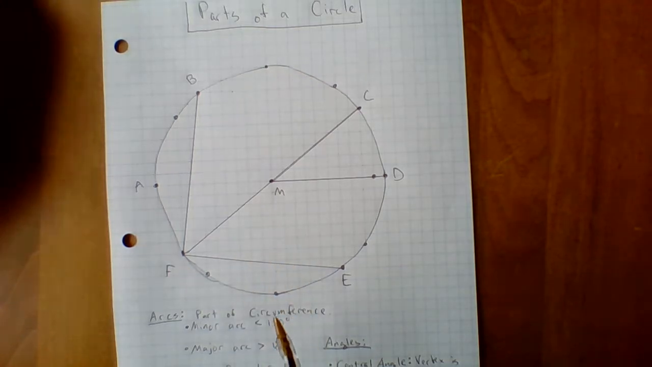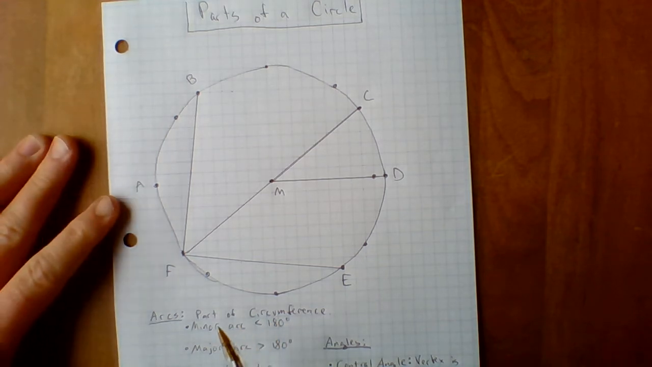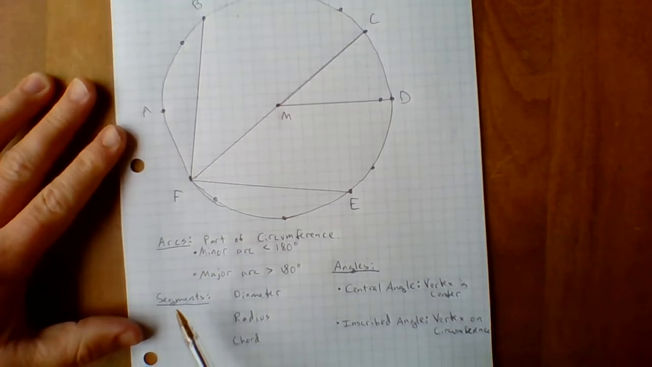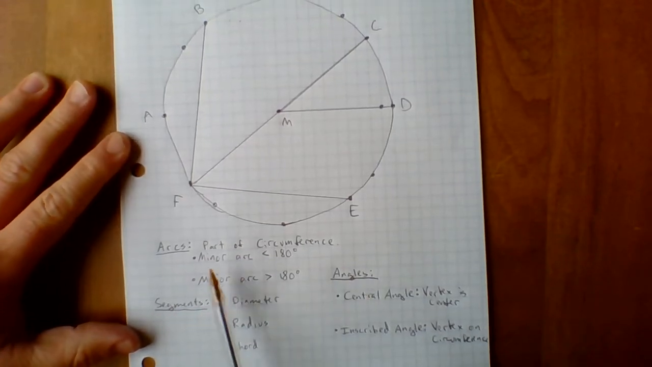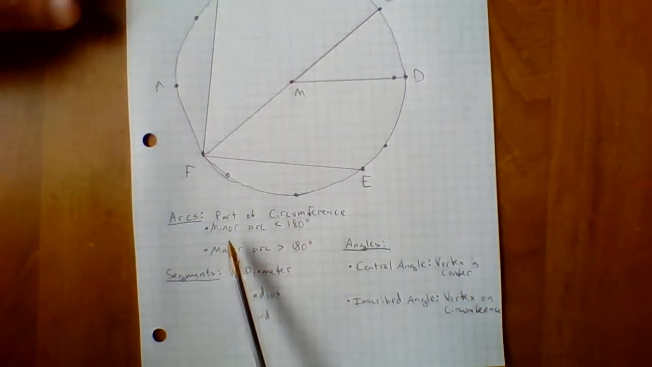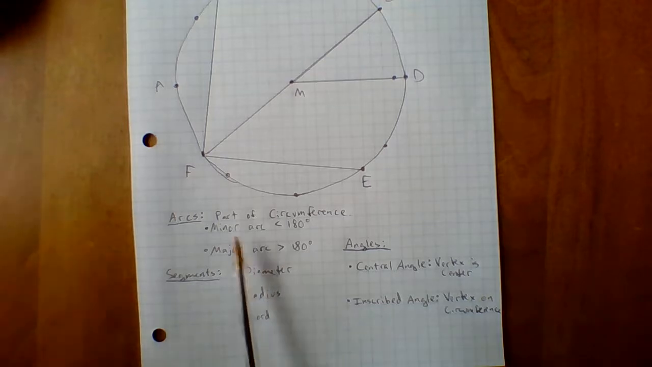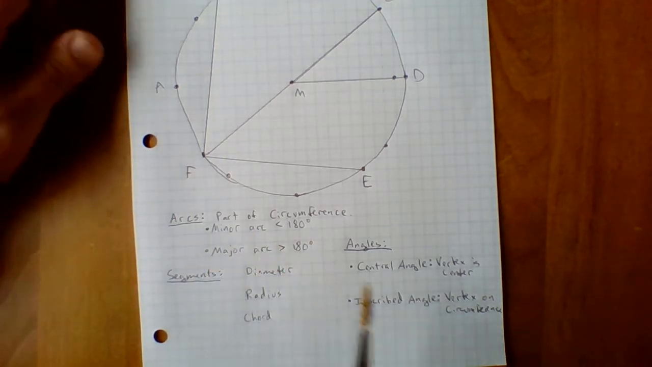Now, I'm going to talk about the different parts of the circle, and there are three things we need to talk about. There are arcs, there are different kinds of segments, and then there are angles. And so starting with arcs, an arc is a part of the circumference. And we can talk about two different kinds of arcs. There are minor arcs, which are less than 180 degrees, and there are major arcs.